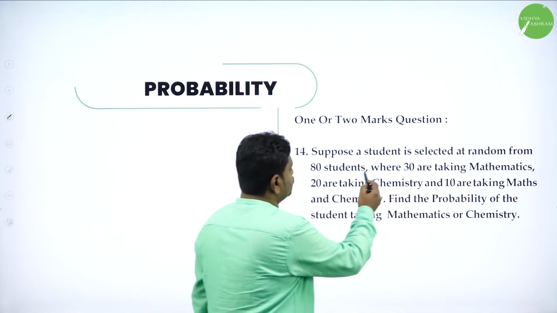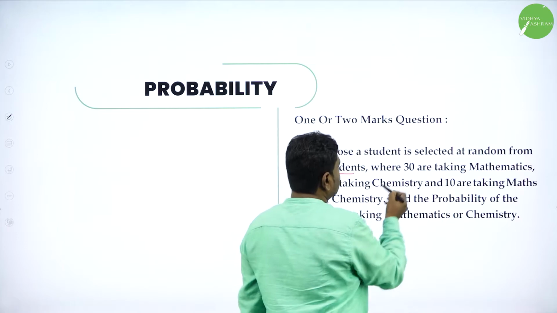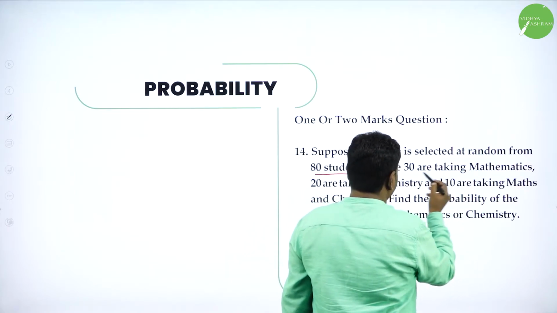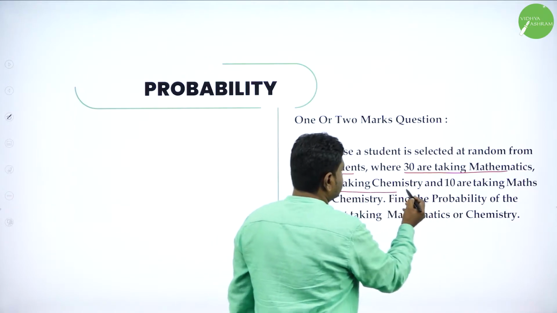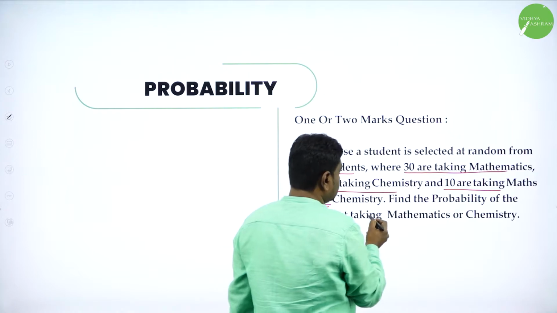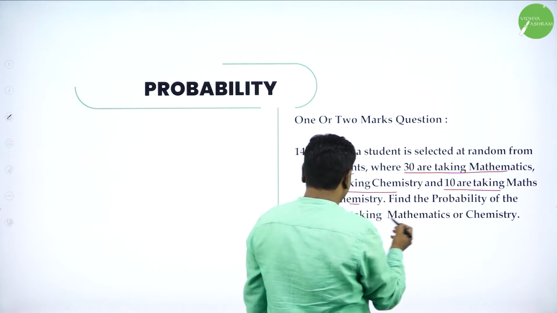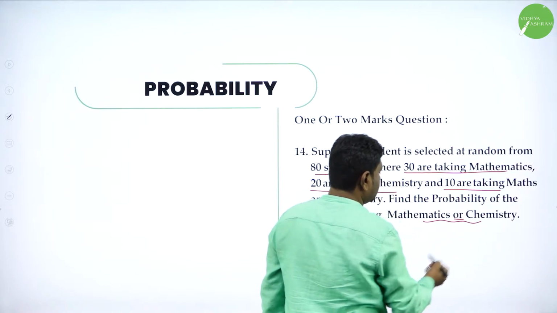So suppose a student is selected at random from 80 students, where 30 are taking mathematics, 20 are taking chemistry, and 10 are taking maths and chemistry, both M and C. Find the probability that the student is taking maths or chemistry. They want maths or chemistry.